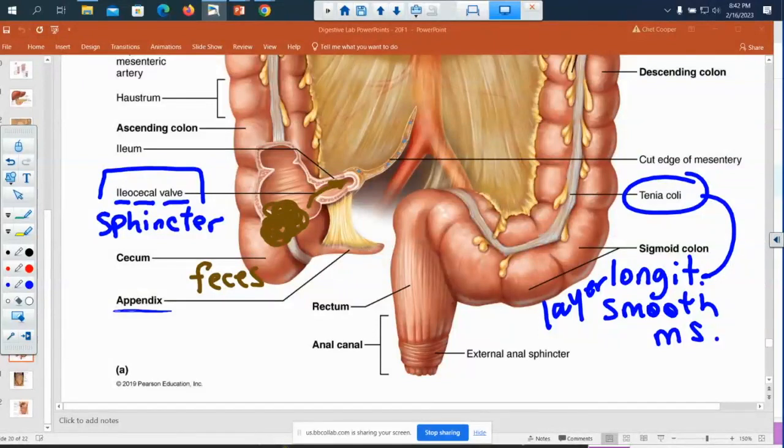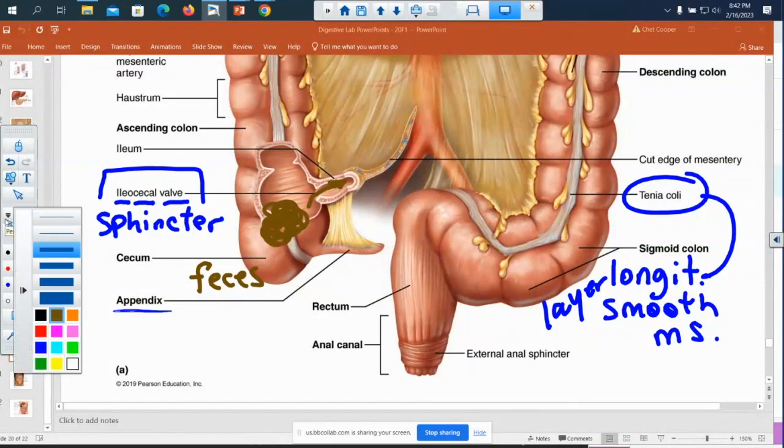Okay. Well, that's lovely. Thanks for mentioning that. Next, the sphincters. So the ileocecal valve is there to help prevent that, right? We want it to close. If it was open all the time.